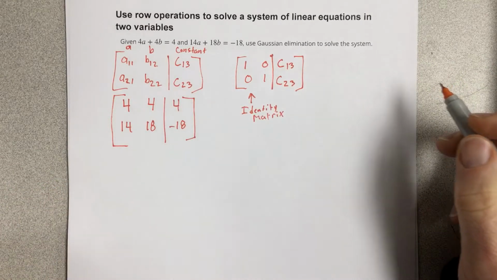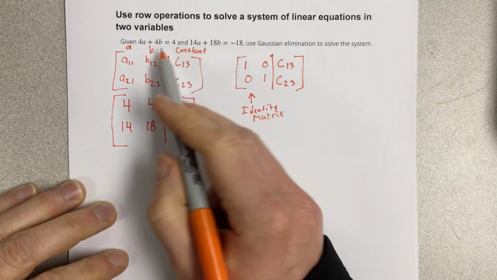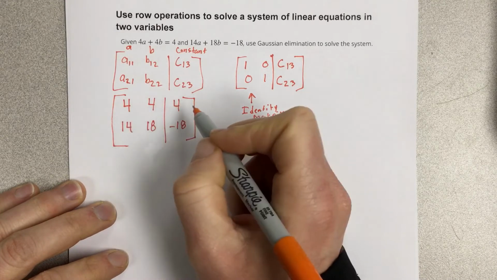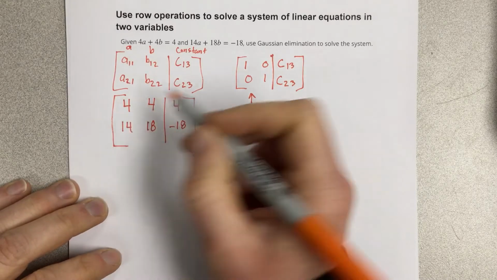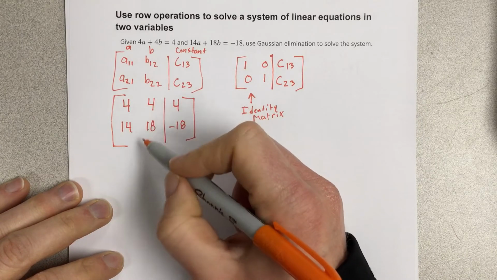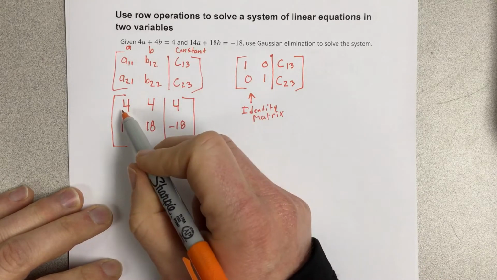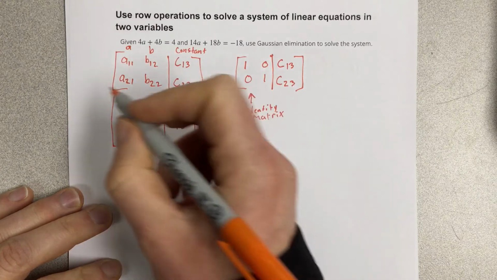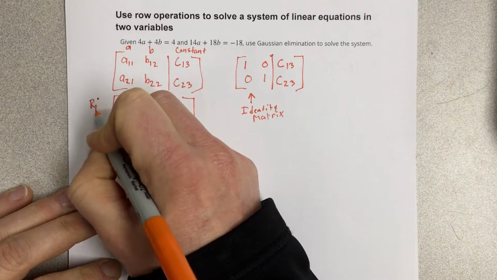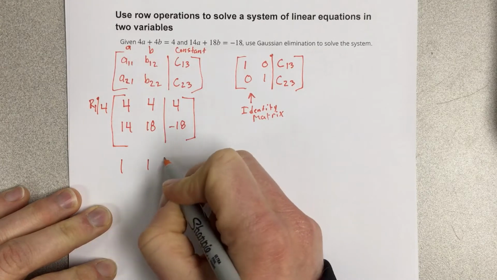To do that, I can do row operations, basically like elimination and substitution with normal systems of equations. I can divide, or multiply by any number as long as I do it to each term in the row, and I can add and subtract rows together. I can also swap rows, putting this equation on top and this one on the bottom, and that wouldn't make any difference either. So the first thing I'm going to do is divide the top by 4. So I'm going to say row 1 divided by 4. When I do that, that gives me 1, 1, 1.